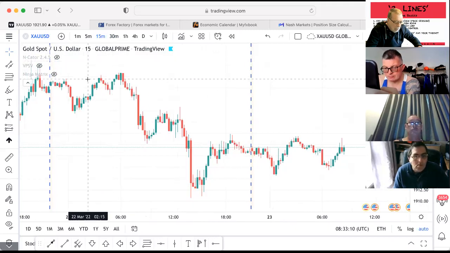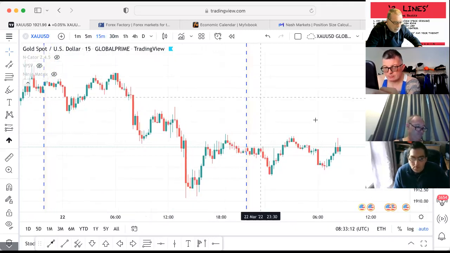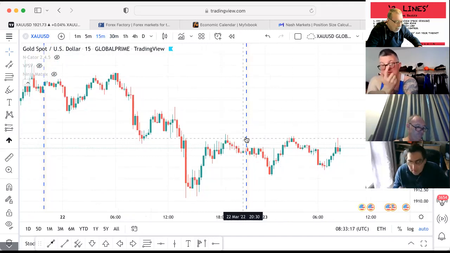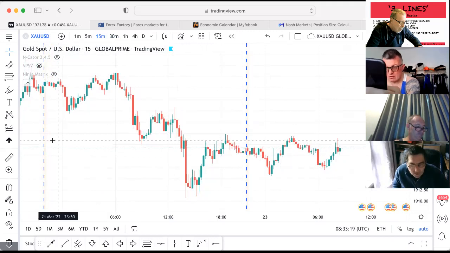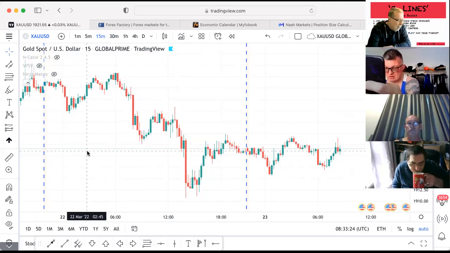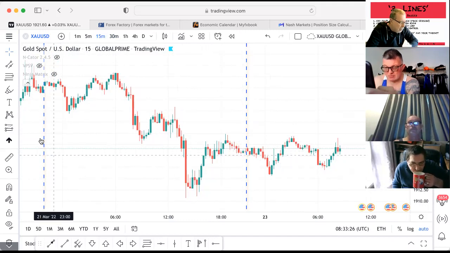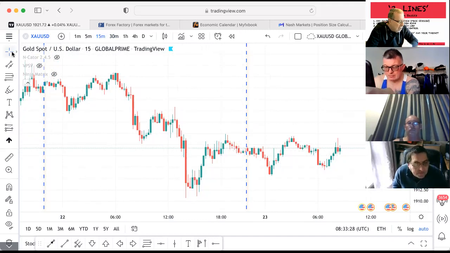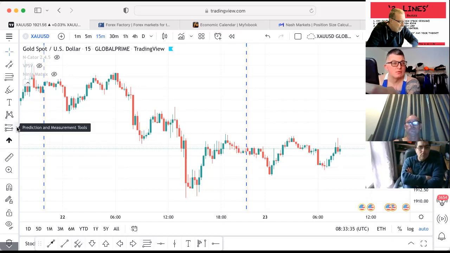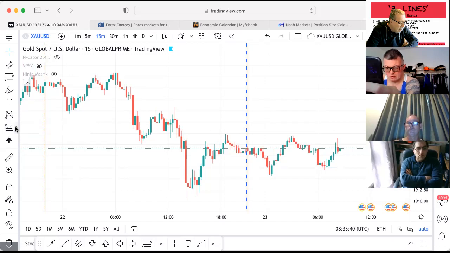Right, okay, so we're now looking at today's session on the right-hand side of the blue dashed line, and this is yesterday's session back to this blue dashed line. If you're working on a free version of TradingView, look at this left-hand channel. If you hover over the arrow, it'll say prediction and measurement tools. If you click on that, it'll give you a drop-down menu.